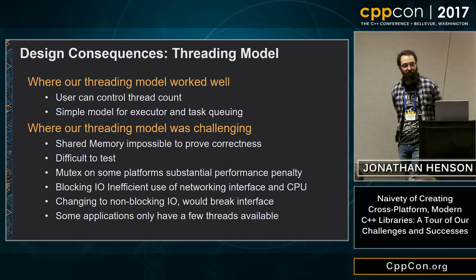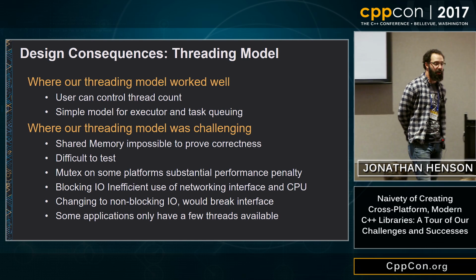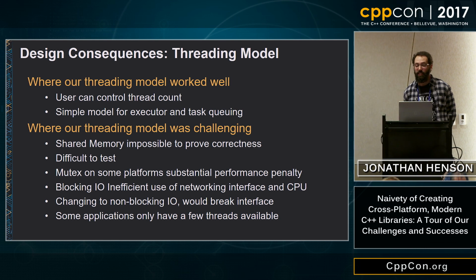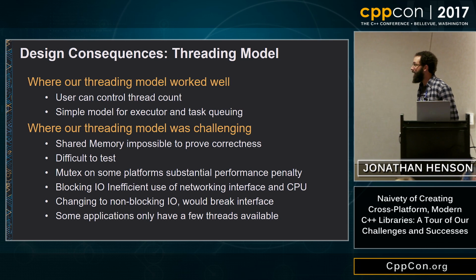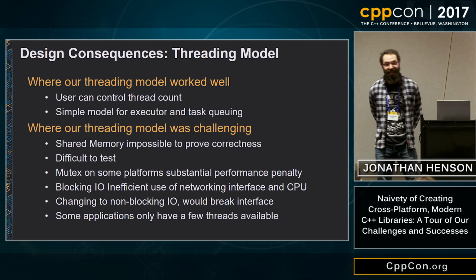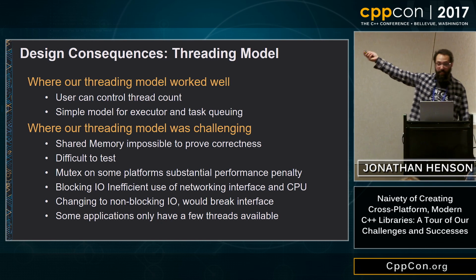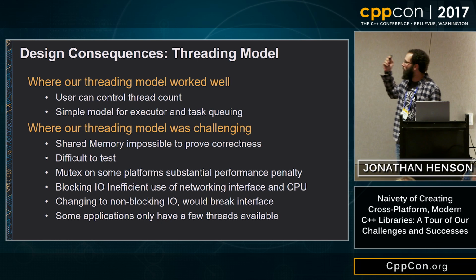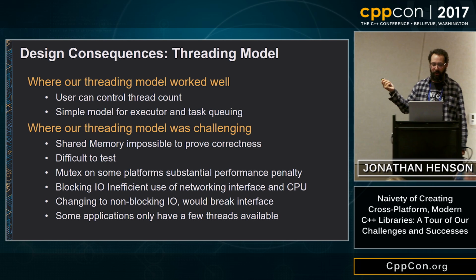Blocking I/O is an efficient use of the networking interface. It consumes substantially more CPU when you start doing sleeps to handle it. Changing to non-blocking I/O would break your interface. So if you ever say, hey, C++17 has a new technical specification for networking, I'd like to use this, you can't, because you've made decisions here that will, in the best case scenario, decrease the efficiency of your code substantially to adapt to it.